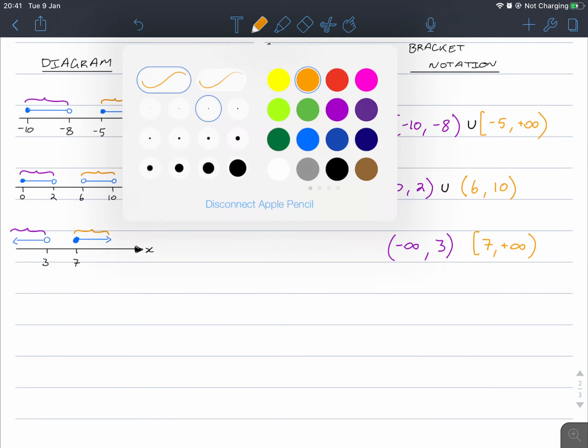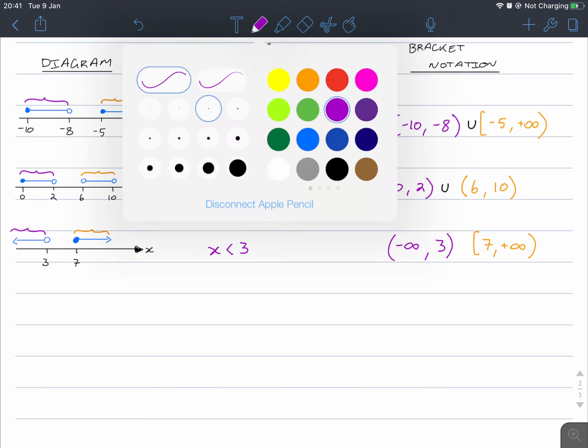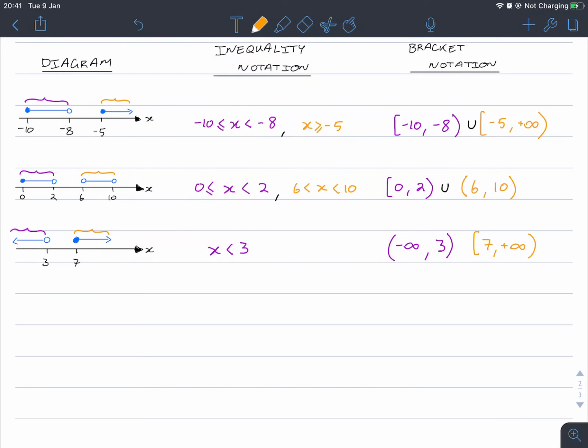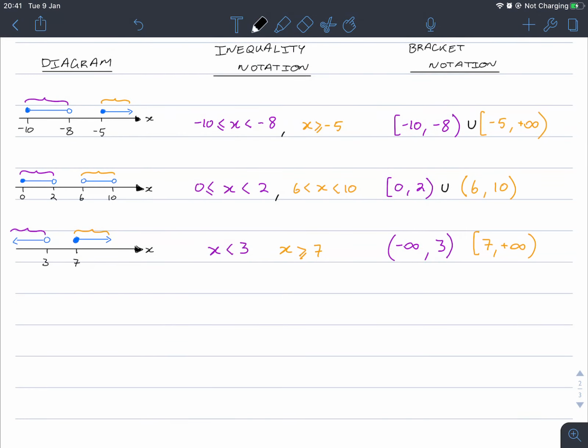Let's do this now in inequality notation. So this one is x is less than but not equal to 3. That's this bit on the left. And on the right, x is greater than or equal to 7. And the comma in between.